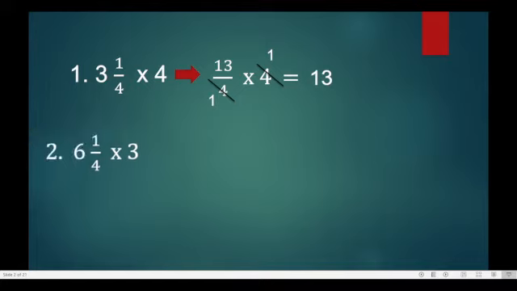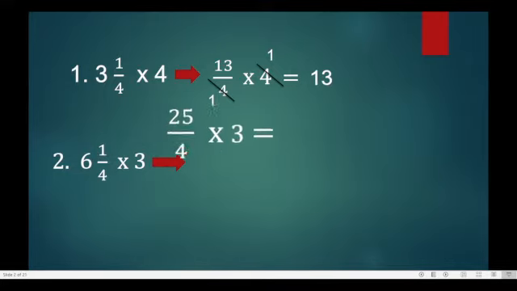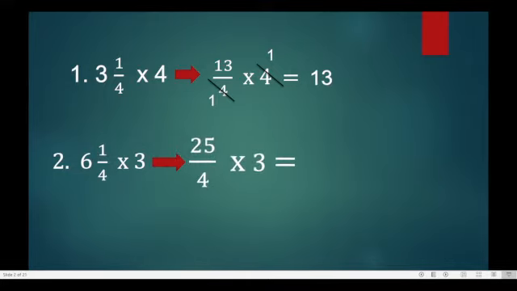Next, you have 6 and 1/4 times 3. Change 6 and 1/4 to an improper fraction. So that is 4 times 6, 24 plus 1 is 25. So that is 25/4 times 3. We cannot cancel any of the numbers. So 25 times 3 is 75 over 4, or 18 and 3/4.